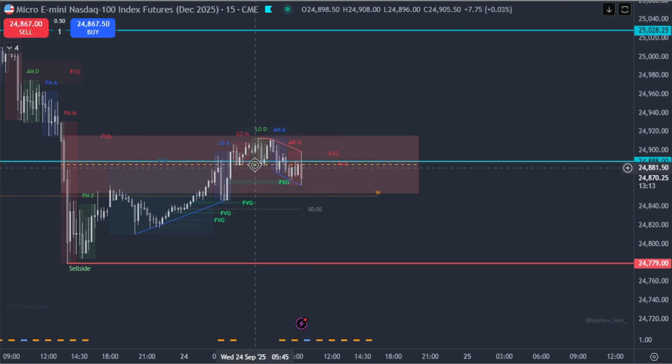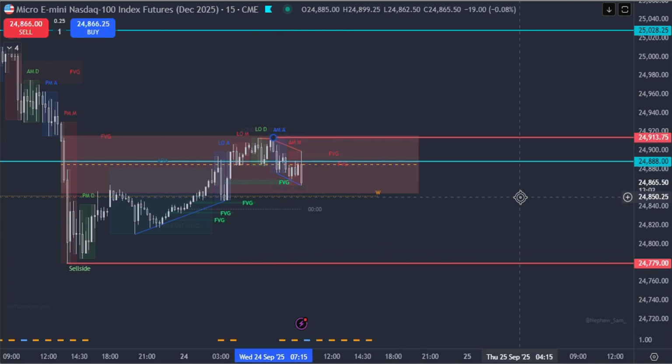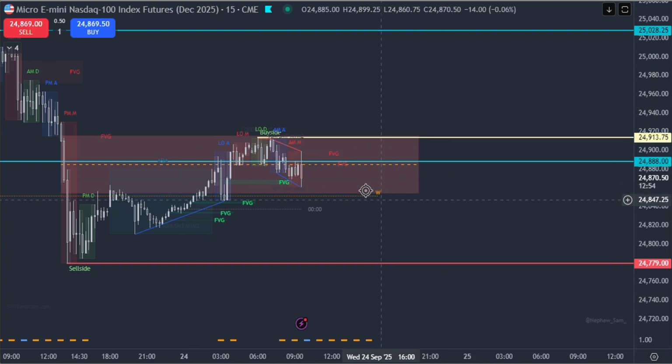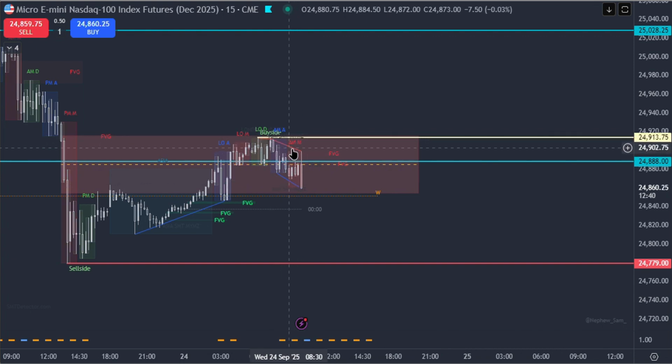So you can see that this is the AM high. This is buy side. Okay. We have SMTs here. So the Dow Jones already took this high. Now this could possibly be the move, right? Because we already purged up here. The Dow Jones did that. And it could possibly just dump, right?